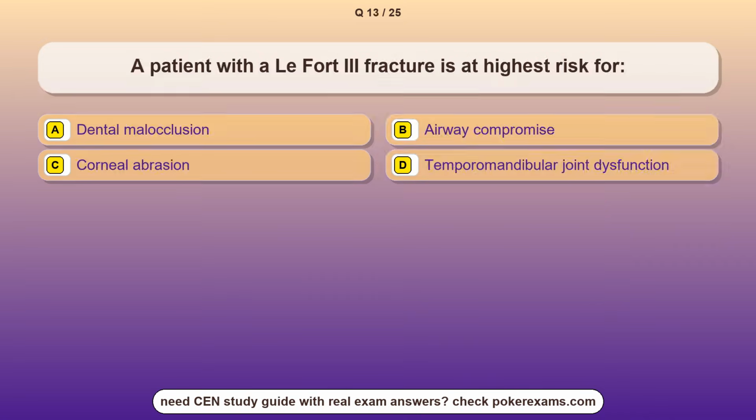Question 13. A patient with a Le Fort 3 fracture is at highest risk for: Option A. Dental malocclusion. Option B. Airway compromise. Option C. Corneal abrasion. Option D. Temporomandibular joint dysfunction.